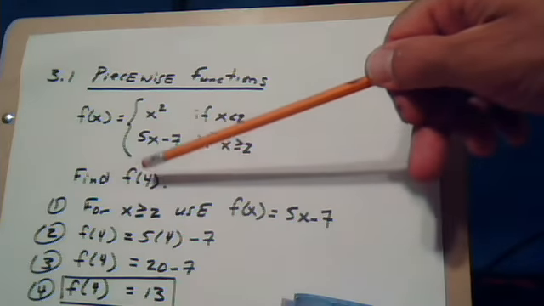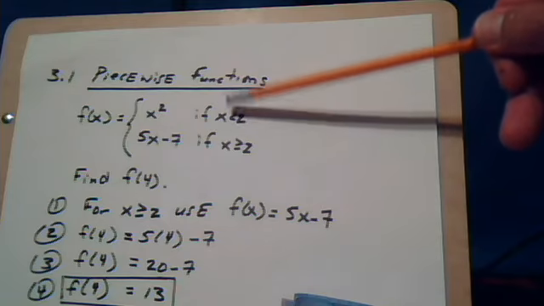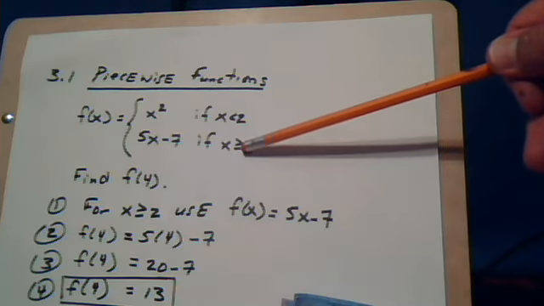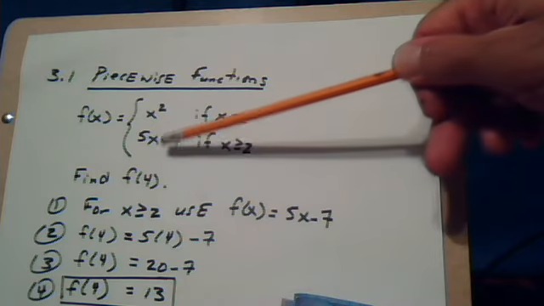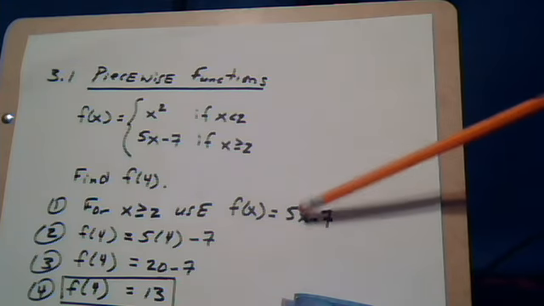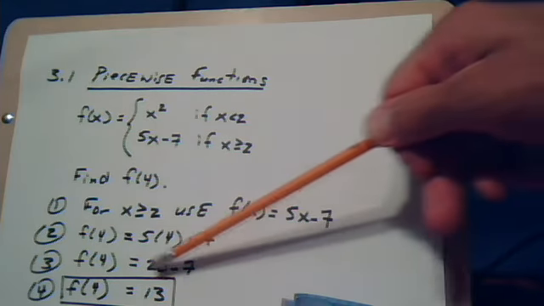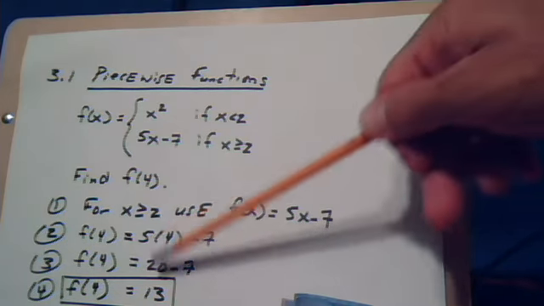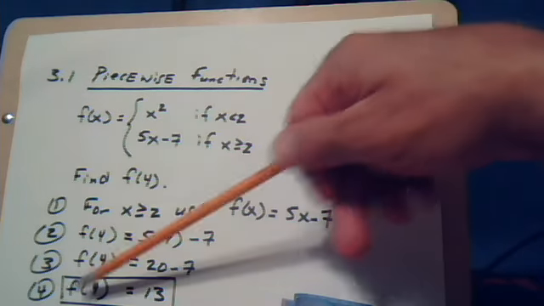So f of 4, x would be 4. So where does the 4 belong? Does it belong to this group of numbers or this group of numbers? It belongs to the second group of numbers. All those numbers greater than or equal to 2 are going to use this one. Now that you know which one you're going to use, you plug in the 4 where the x is. Simplify, and f of 4 equals 13. Again, you could say for x equal 4, y equal 13.